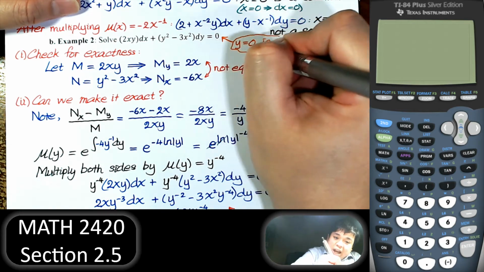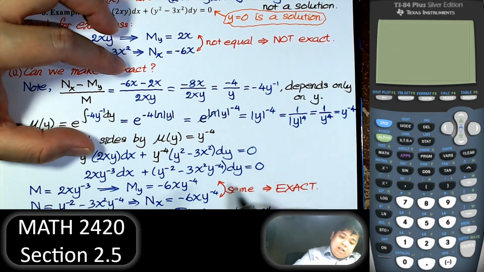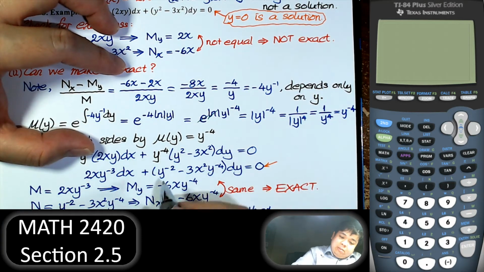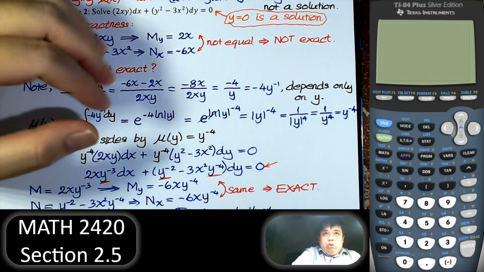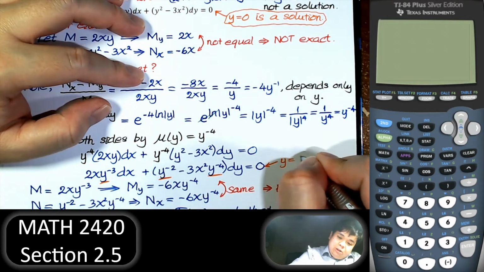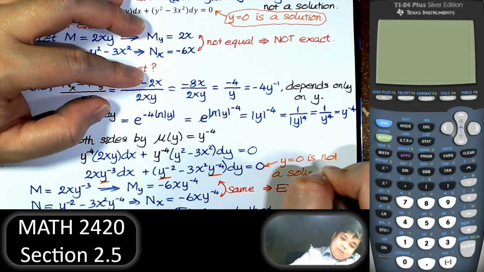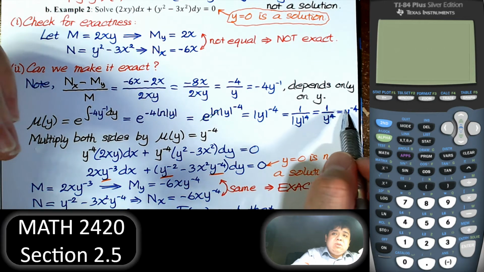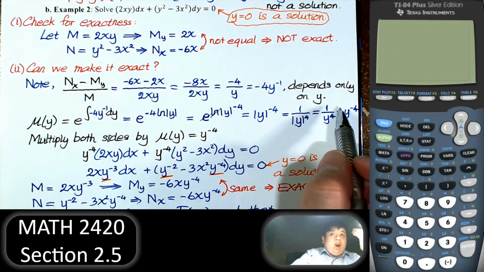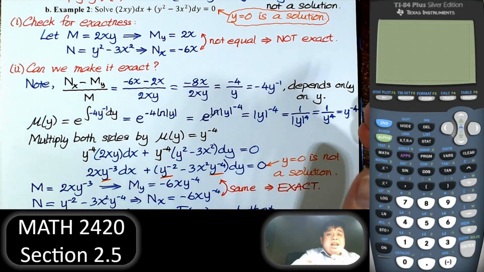So originally we have a solution of y equal to 0. But after we multiply it, we look at this equation. Because of this, and even this, y cannot equal 0. So y equal to 0 is not a solution. So when we look at the integrating factor, it has y to negative 4, and it cannot be equal to 0. So then we see, do we gain or do we lose any solution?